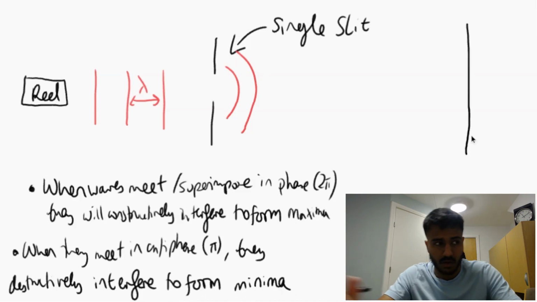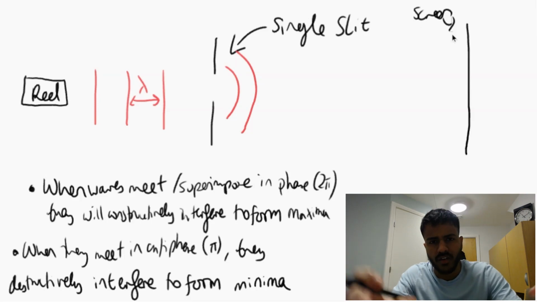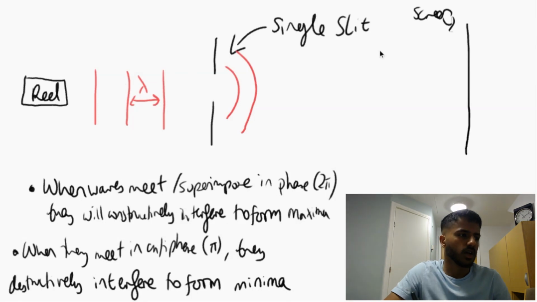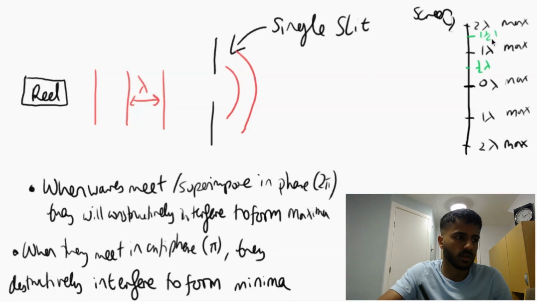So what would we observe? Let's say I put a screen here. We know that when the phase difference is 2 pi radians, or the path difference is n lambda, a whole number of wavelengths, it's going to form a maxima. So let's say here is a 0 lambda position, here's a 1 lambda, 2 lambda, and the same here, 1 lambda, 2 lambda. We know that here there are going to be points of maximum, and the opposite goes for a path difference of half lambda. So at every half lambda, you're going to see minima.